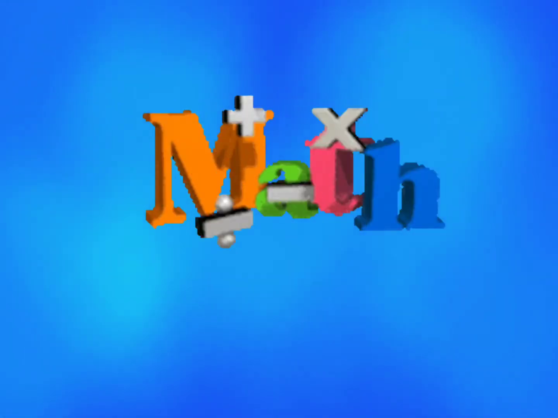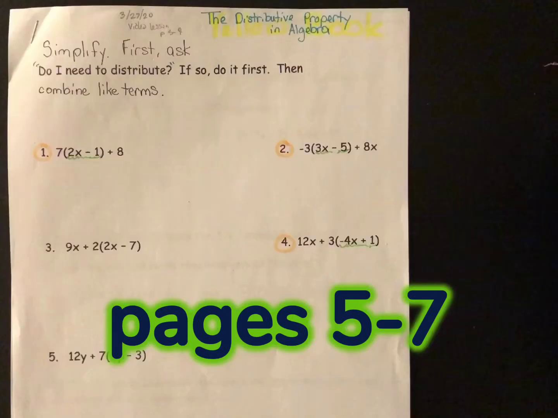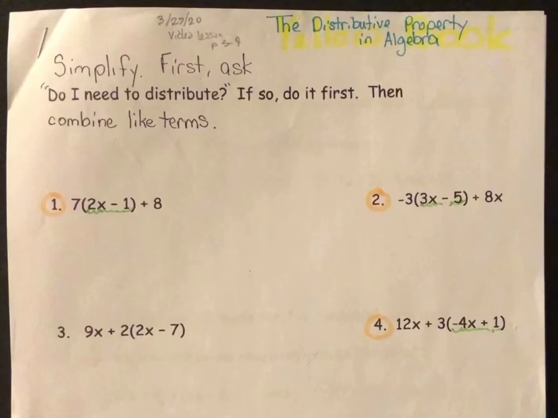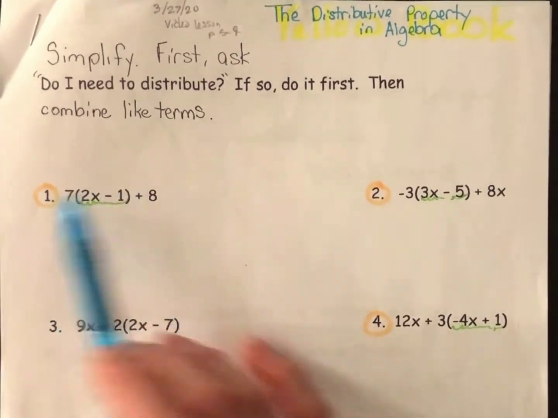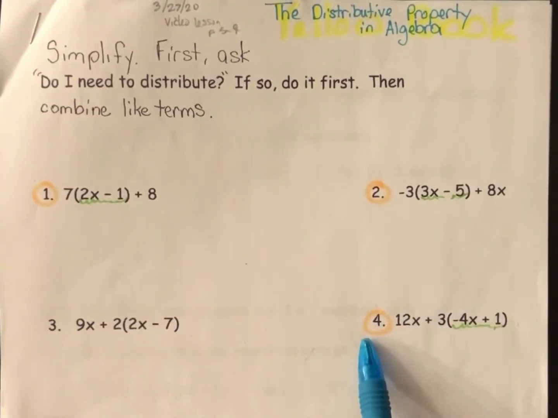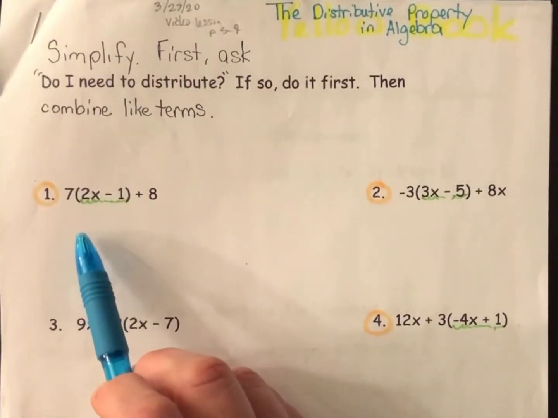Distributive Property book. Find that and turn to page 5. The lesson will be on pages... Let's look at page 5. Together we'll do number 1, 2, and 4. This is simplifying expressions with distribution.